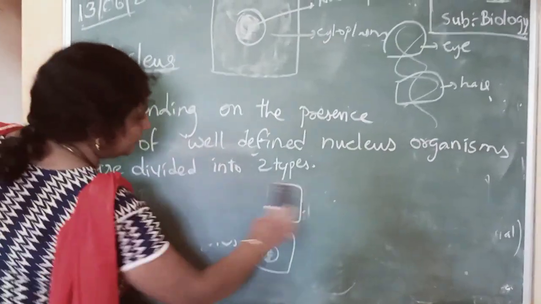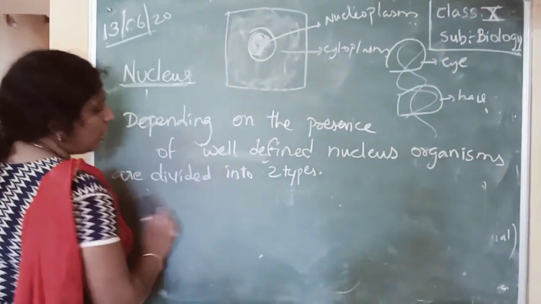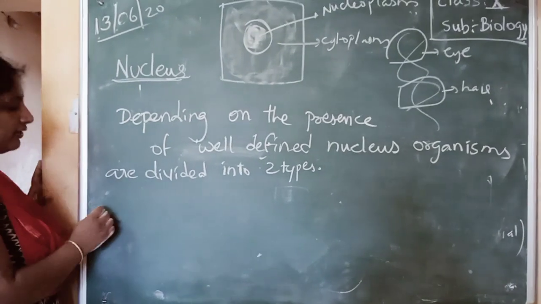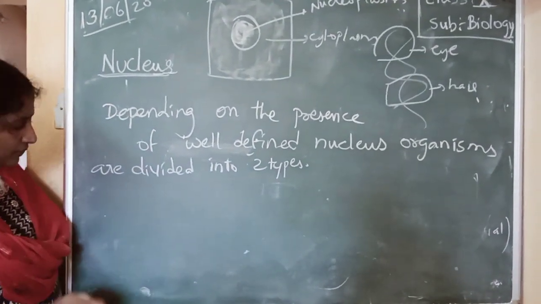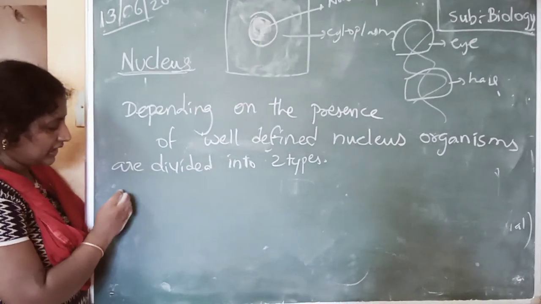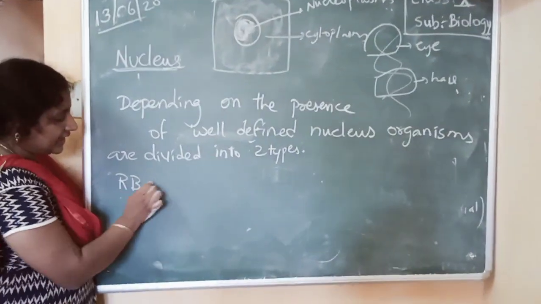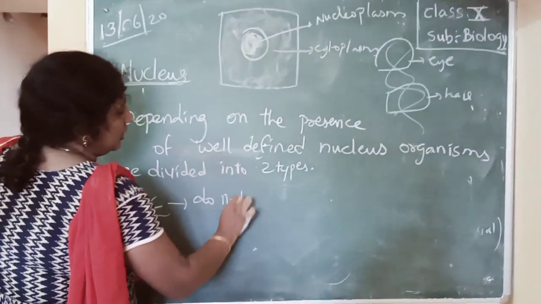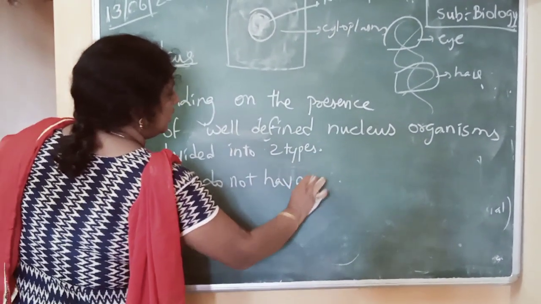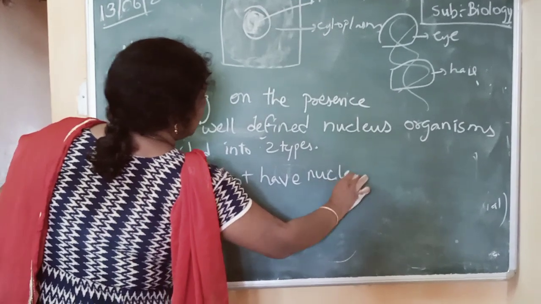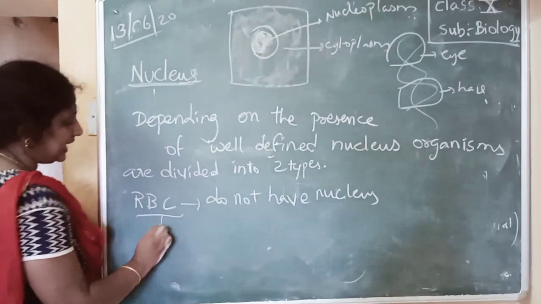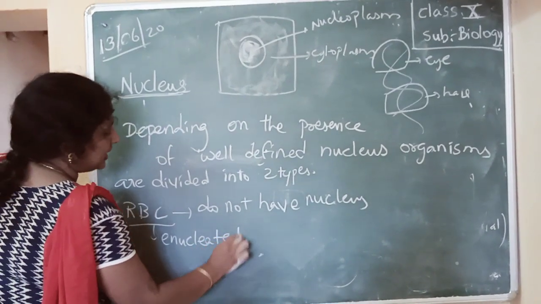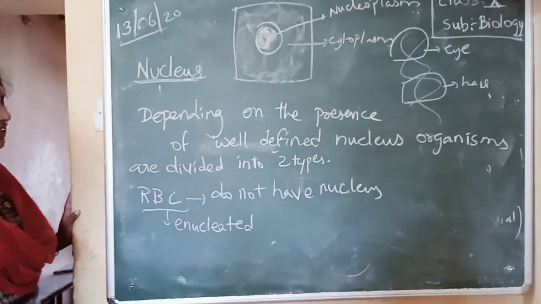Now, mostly all the cells will have a nucleus. Only very few cells do not have a nucleus. For example, RBC, red blood cells. They do not have a nucleus. They are called enucleated. Enucleated means they do not have a nucleus inside them.